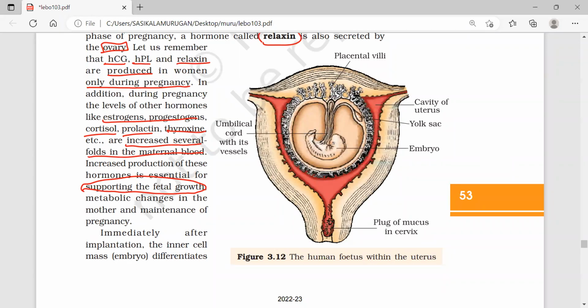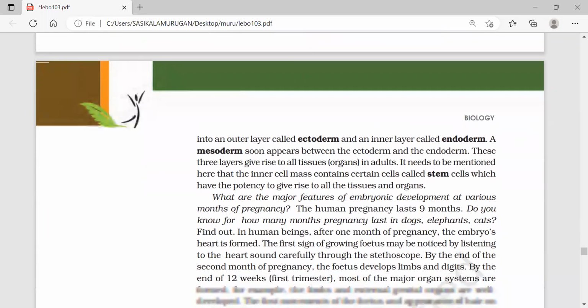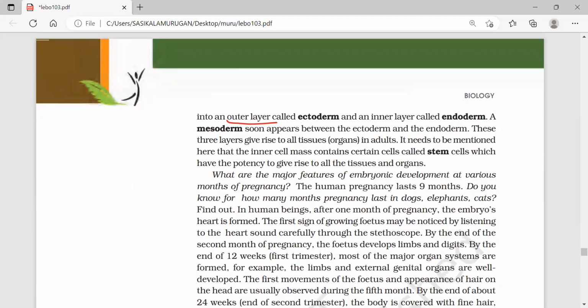Immediately after implantation, the inner cell mass, the embryonal inner mass, is differentiated into an outer layer called ectoderm, an inner layer called endoderm, and the mesoderm also. So these different embryonic layers are formed. These three layers give rise to all tissues and organs in adults.